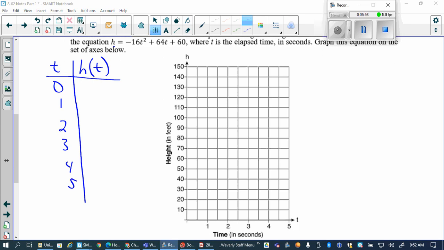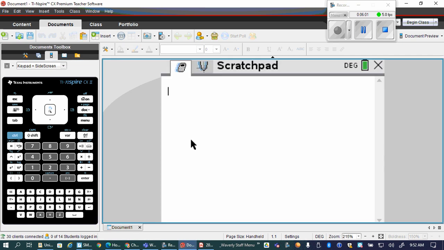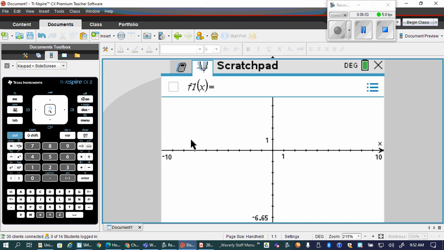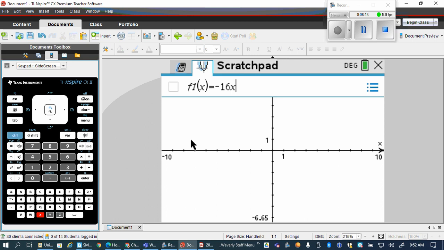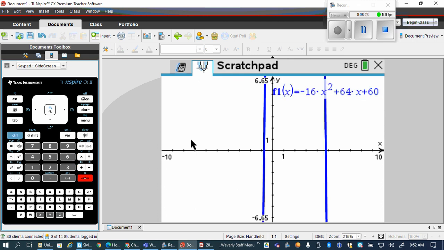All right, so if you're not sure how to enter this, follow along. Now you can't use t in this, right? So you're going to use x. So it's negative 16 x squared plus 64x plus 60. All right? I'm not even worried about having the whole thing in there. This is just like the one you're working on, by the way. Okay? So what do I need here?